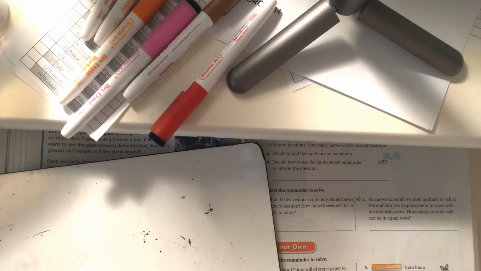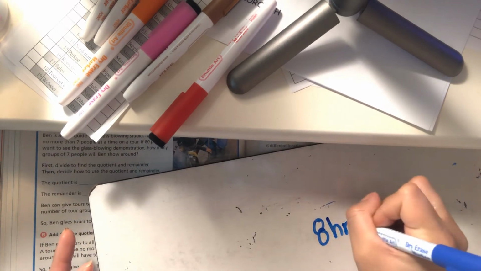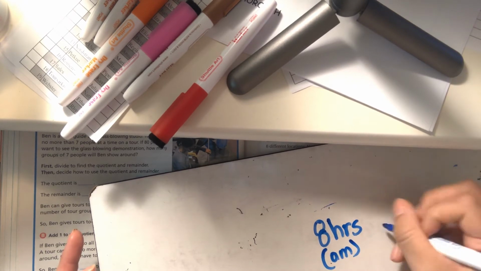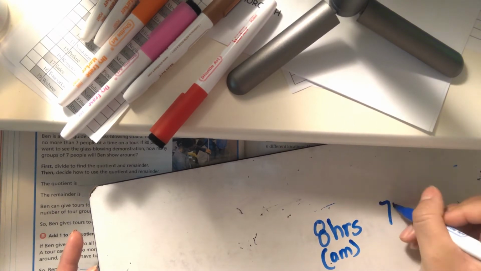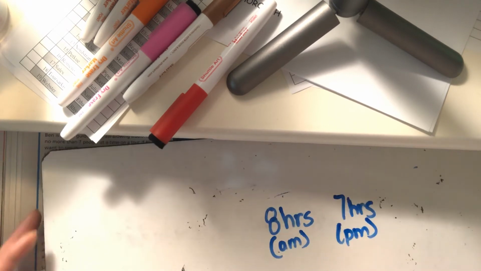Last week, he practiced for 8 hours in the morning and 7 hours in the afternoon. Okay, so we want that information. So 8 hours in the morning, right? And this is AM for morning. And then 7 hours in the afternoon and PM, right?